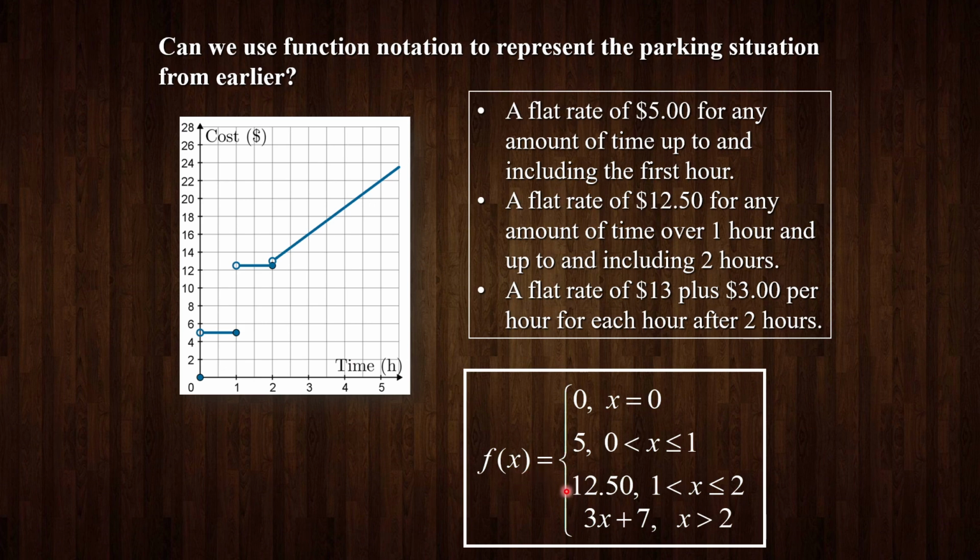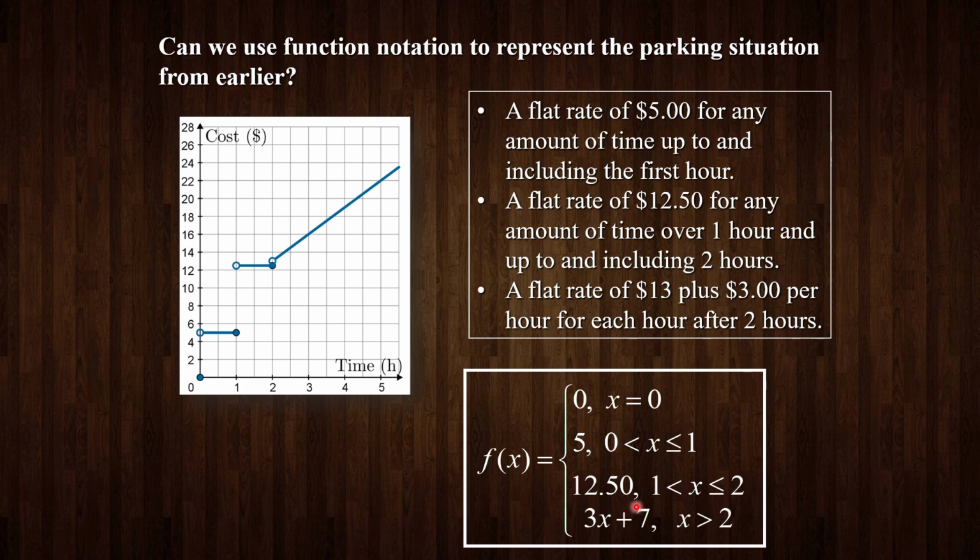Similarly, f at x equals $12.50 for x values from 1 to 2, not including the value at 1, but including the value at 2. And then this one might seem a little bit strange. F at x equals 3x plus 7, and you can think of that as y equals 3x plus 7 when the x values are greater than 2. And that's this part right here. Now perhaps some of that is a little easier to understand than the other part. The 3 just relates to our rate of $3 per hour here. We can see that every time we go up 1 hour, we're rising $3 in total cost.